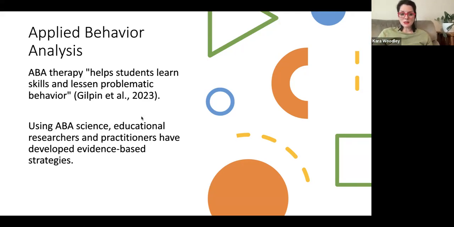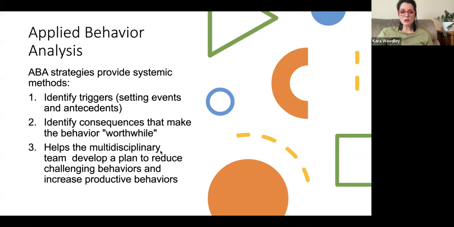Using ABA science, educational researchers and practitioners have developed evidence-based strategies, and evidence-based strategies are really important, especially when you're working with students with special education needs, because we need to do interventions and behavior supports that work, that have evidence-based data behind them. ABA strategies provide systemic methods. They will help us identify triggers, which are setting events and antecedents. We're going to go more into that. They help identify consequences that make the behavior worthwhile, because the student is doing the behavior for some reason. We need to know that. It also helps the multidisciplinary team develop a plan to reduce challenging behaviors and increase productive behaviors.